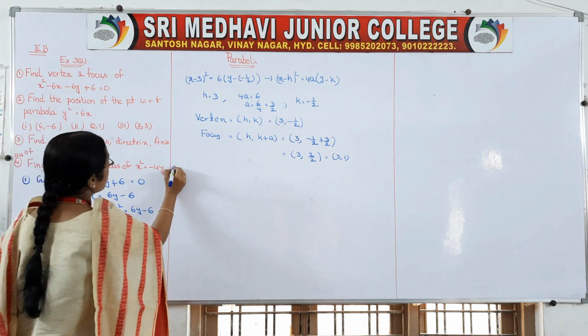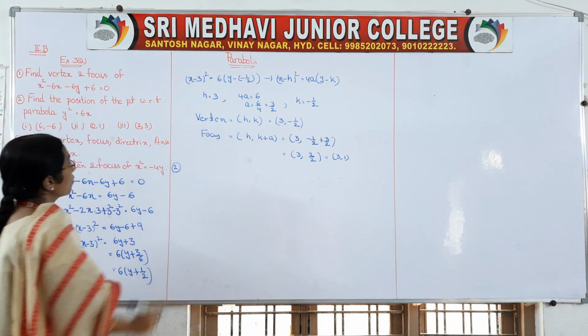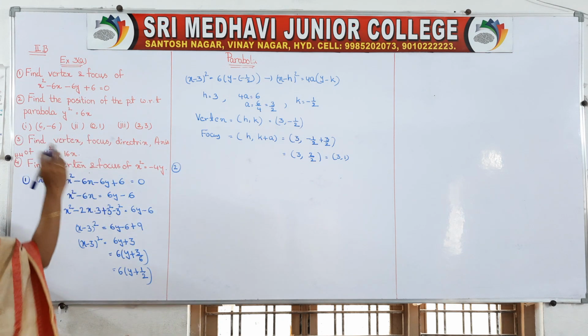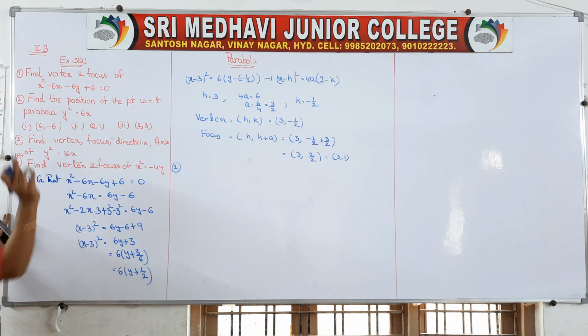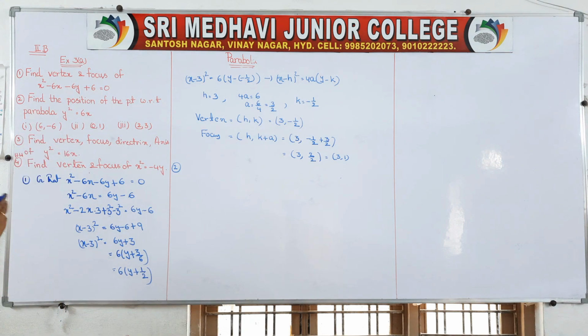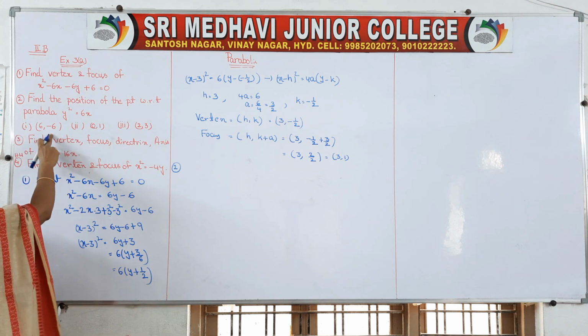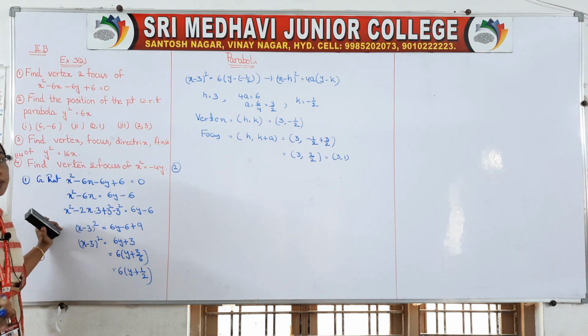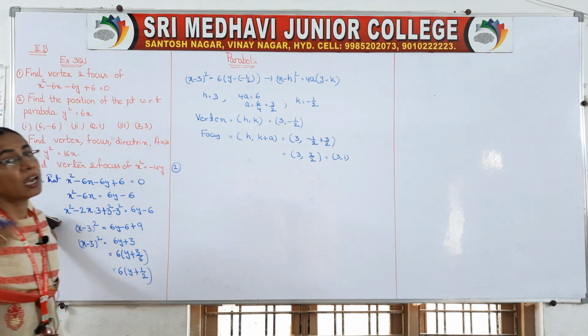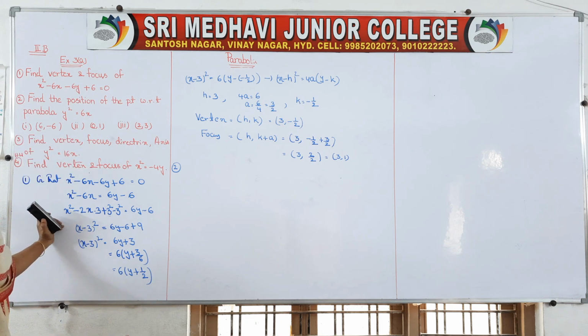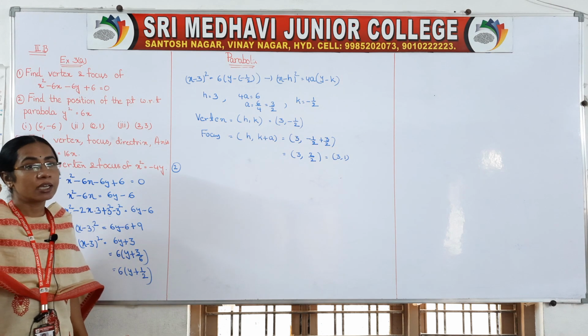Okay. Now come to the second question. What is your second question? Find the position of the point with respect to the parabola y square is equal to 6x. 3 points are given to us. So we have to find out whether these points lie on the parabola, inside the parabola, or outside the parabola. How will we find it? There is one formula.